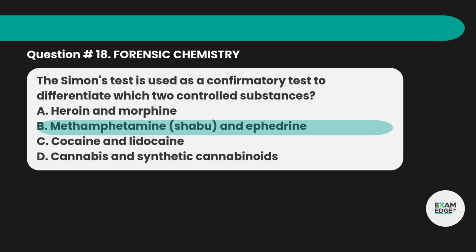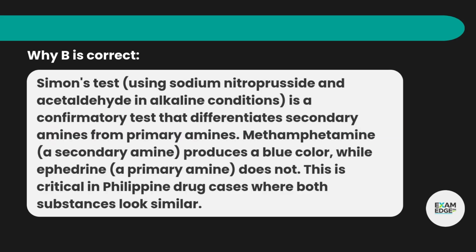Correct answer: B. Methamphetamine, shabu, and ephedrine. Why B is correct: Simon's test, using sodium nitroprusside and acetaldehyde in alkaline conditions, is a confirmatory test that differentiates secondary amines from primary amines. Methamphetamine, a secondary amine, produces a blue color, while ephedrine, a primary amine, does not. This is critical in Philippine drug cases where both substances look similar.